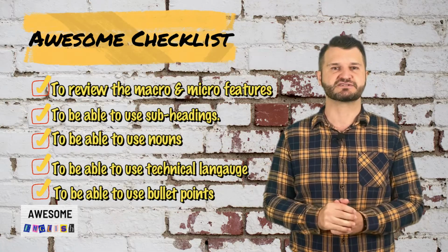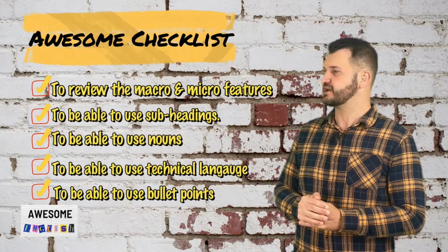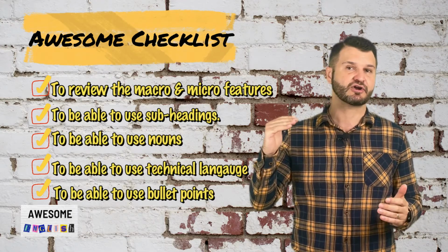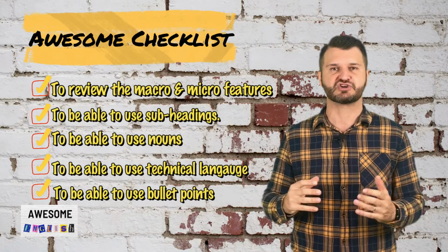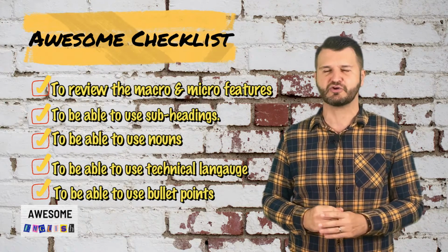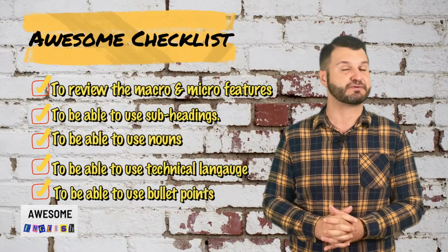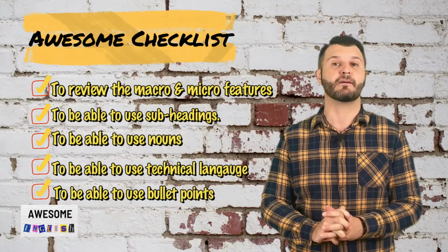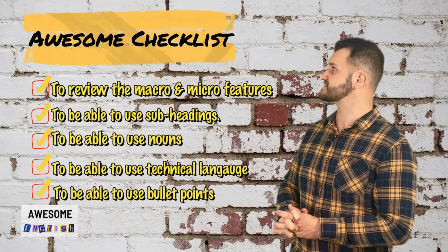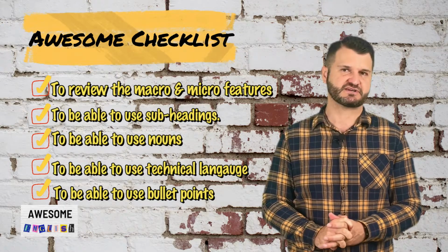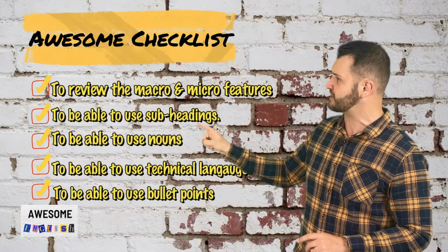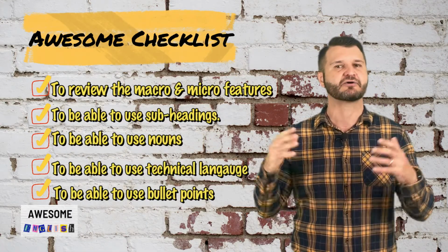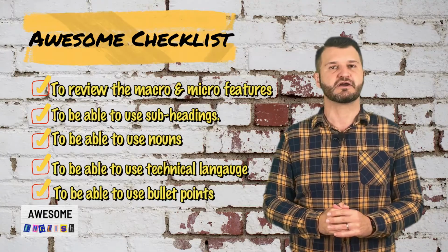The next objective is to be able to use nouns. Now, in our materials list, we're going to have a lot of nouns. The next one is to be able to use technical language. For a really good instructional manual, you're going to have specific language depending on the instructional manual you are making. The final one is to be able to use bullet points. Now, I'm not talking about real bullets, but I'm talking about those little dots that really organize our instructional manual clearly. All right, let's get moving.